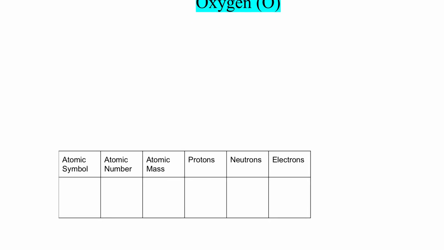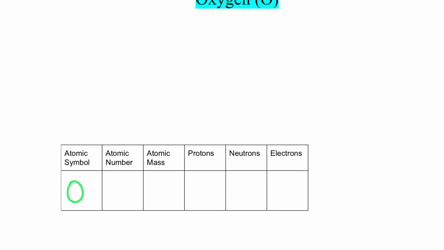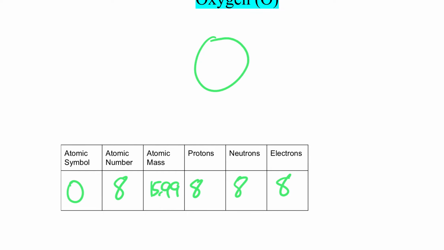So the Bohr model for oxygen: its atomic symbol is O. Its atomic number is 8. Its atomic mass is 15.99. Number of protons is 8. Number of neutrons is 8. And the number of electrons is 8. So I'm going to start by drawing my nucleus. Then I'm going to write 8p plus, 8n naught.